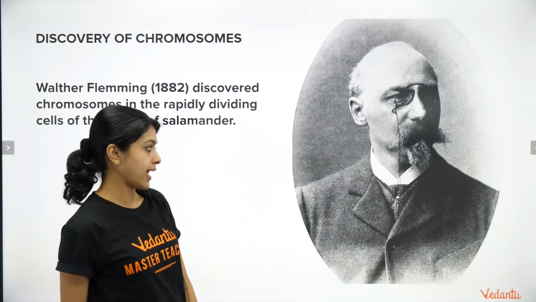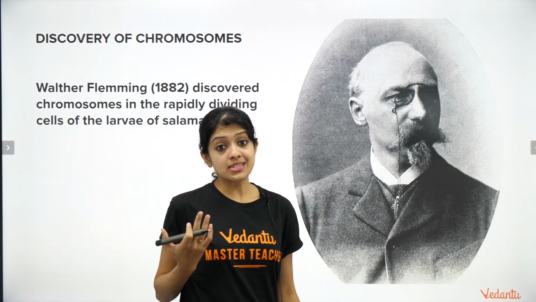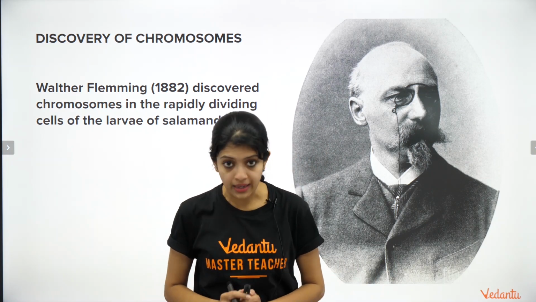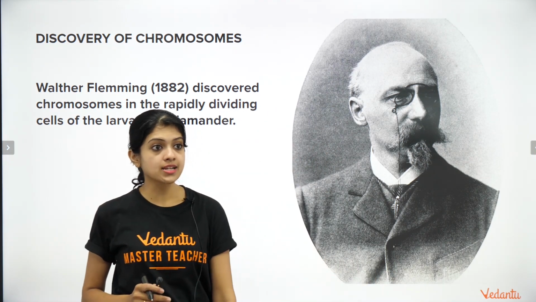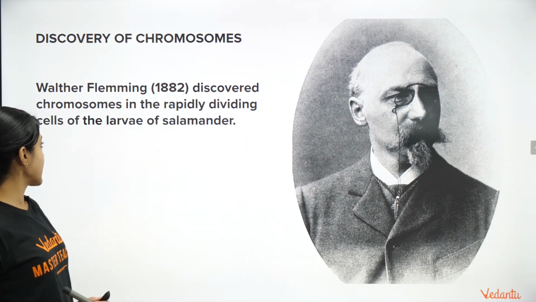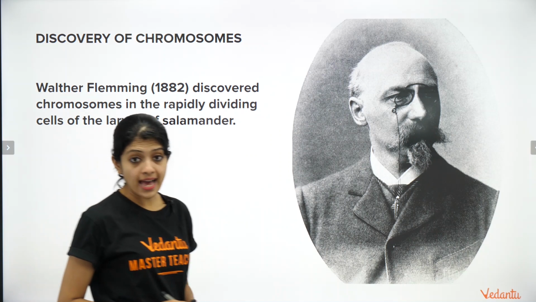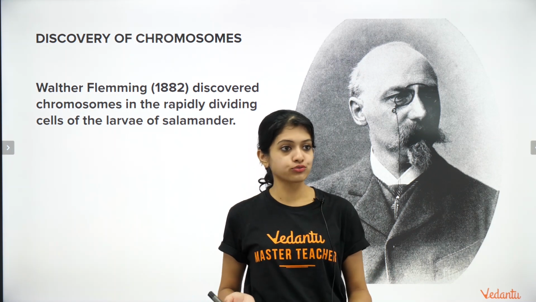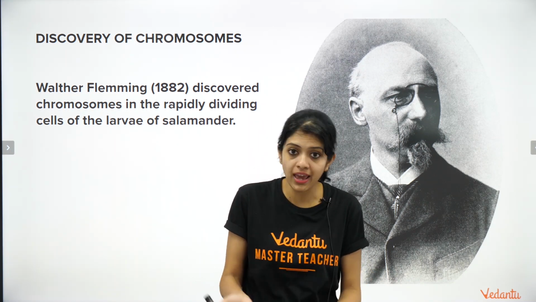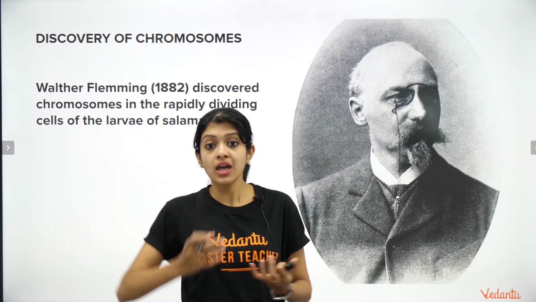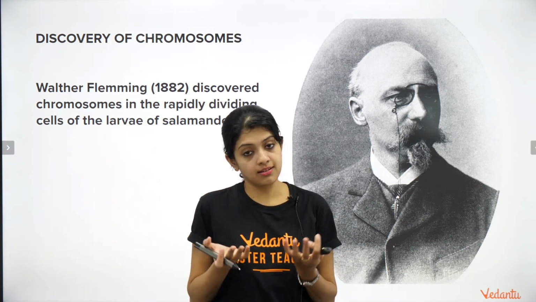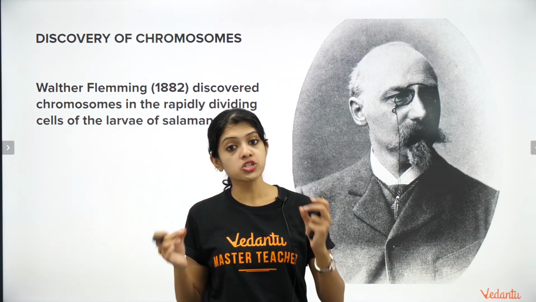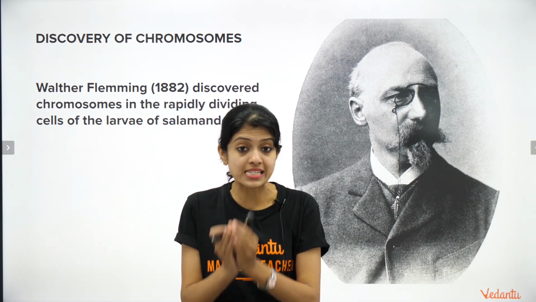Let's now go ahead. Now, talking about the discovery of chromosomes, it was this scientist, Walter Fleming, who in 1882 discovered chromosomes in the rapidly dividing cells of the larvae of salamander. Now, salamander is an amphibian, and he was studying those rapidly dividing cells, and happened to observe certain thread-like structures in the cells, which he identified as chromosomes. And that was when chromosomes were first discovered.